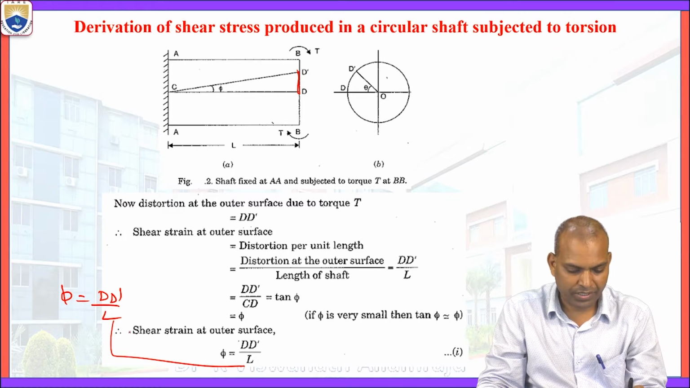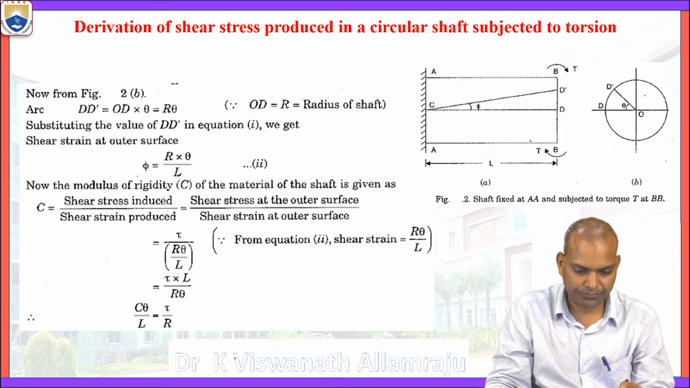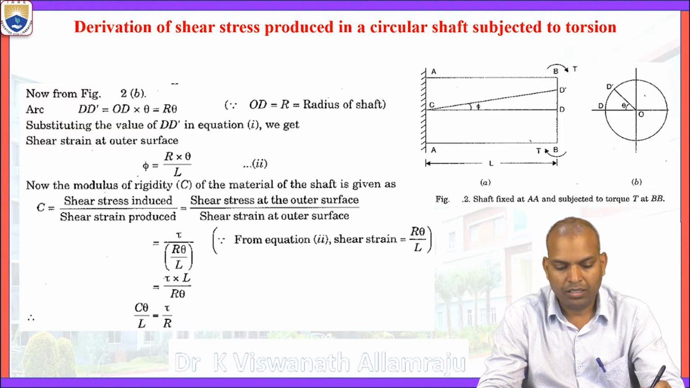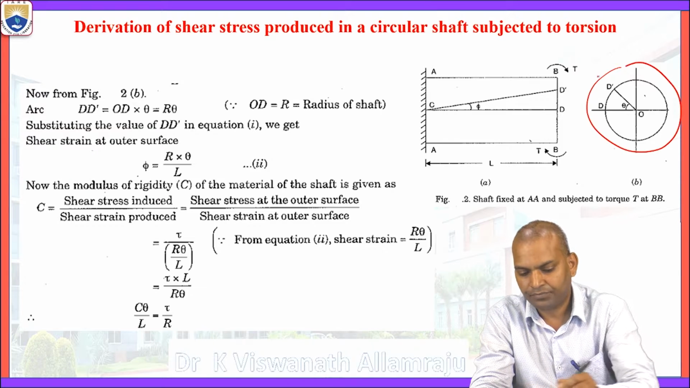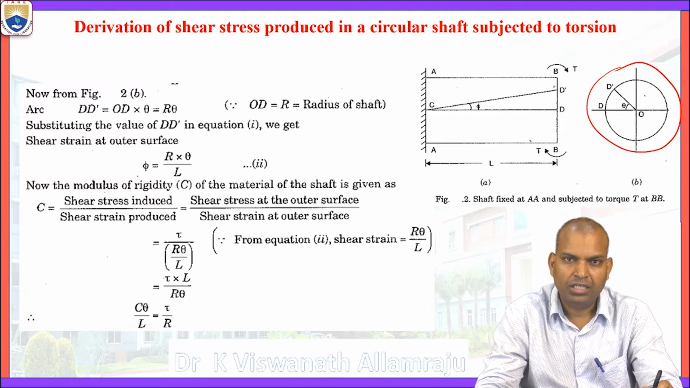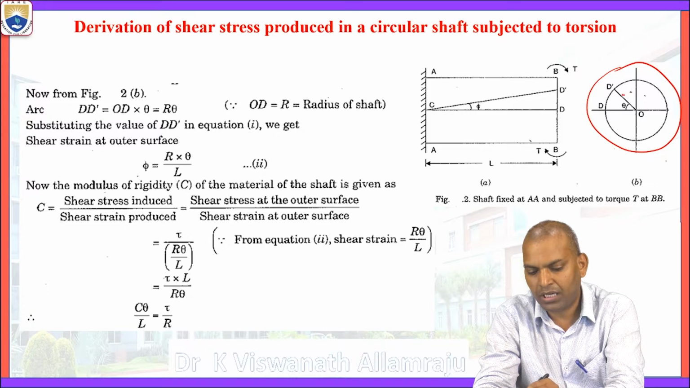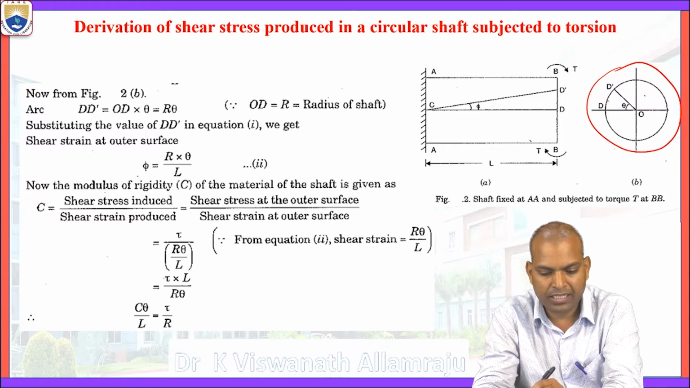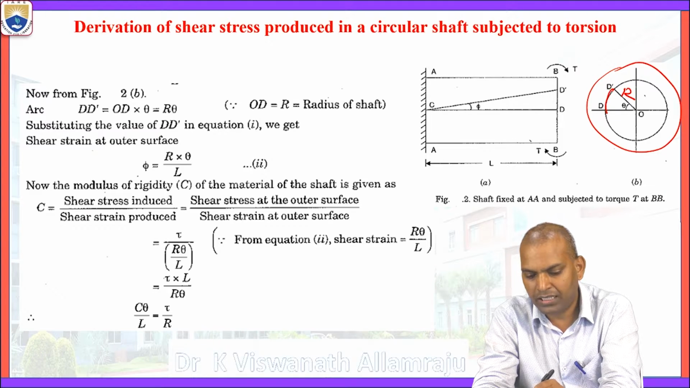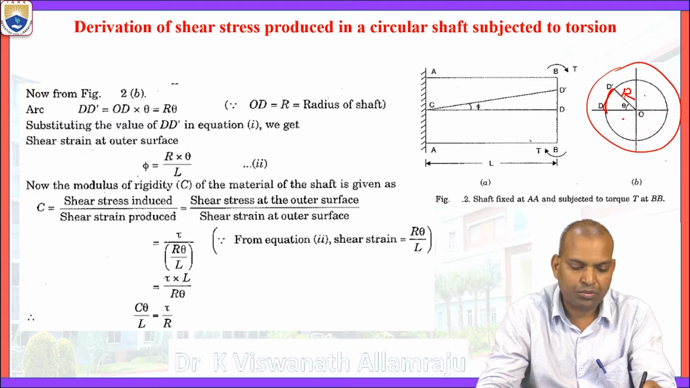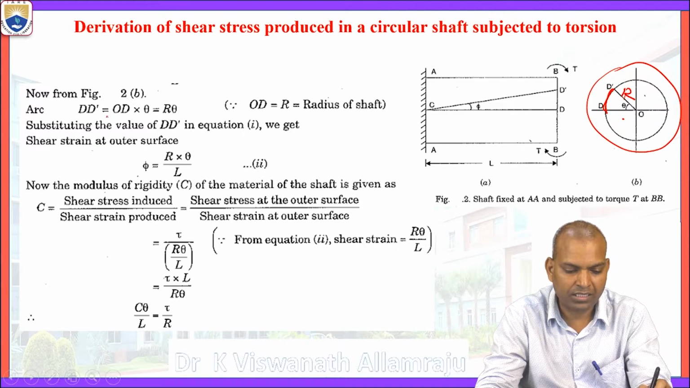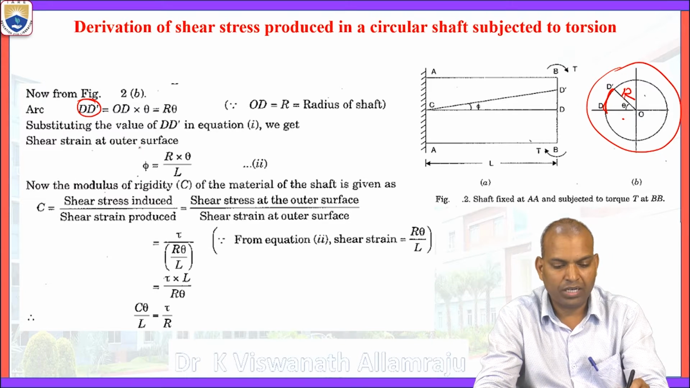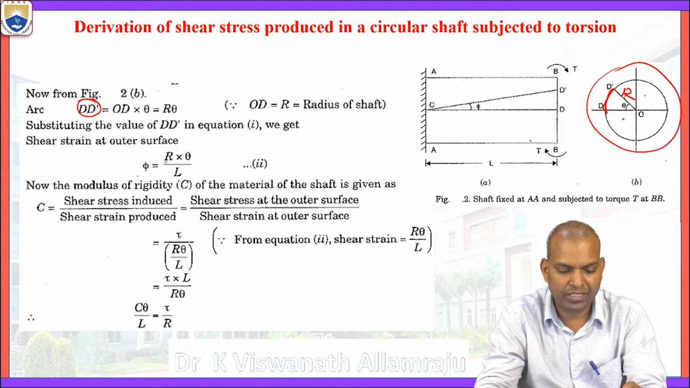Now that is for the outer surface. From figure 2b we can see what DD dash is. If the radius of the shaft is capital R, then DD dash equals R times theta, that is, OD times theta, which is R theta. So substituting this DD dash in the above equation of shear strain, phi equals DD dash by L. What is the DD dash?